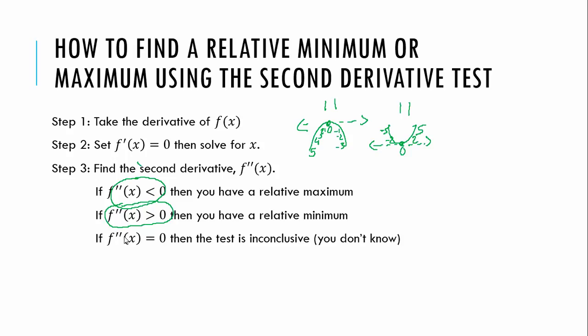If the second derivative of x is equal to 0, which is called your inflection point, then the test is inconclusive. You really don't know if it's a minimum or maximum. In which case, you would just need to test the derivative before and after. So if you test the derivative and it's going from positive to negative, then you know that it is a maximum. If it's going from negative to positive, then you know it's a minimum.